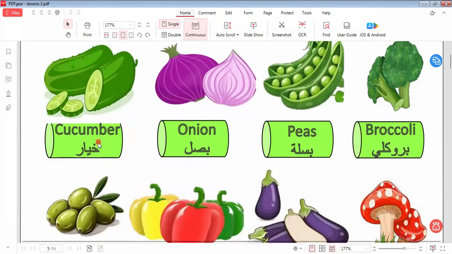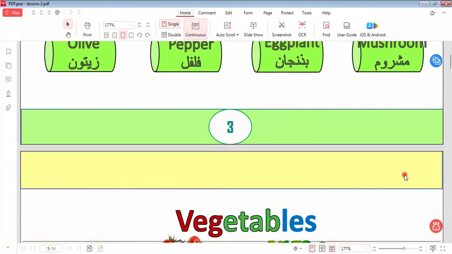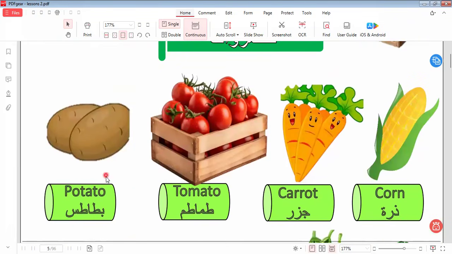There is cucumber, onion, peas, broccoli, olive, pepper, eggplant, mushroom. I would like you to repeat with me again these words. Here we have potato, tomato, carrot, corn.